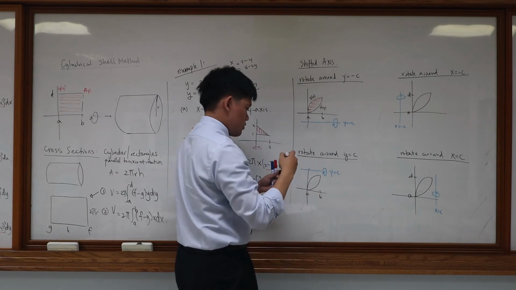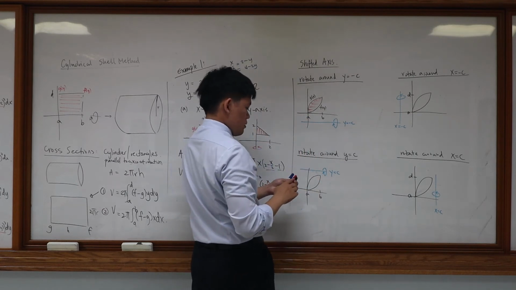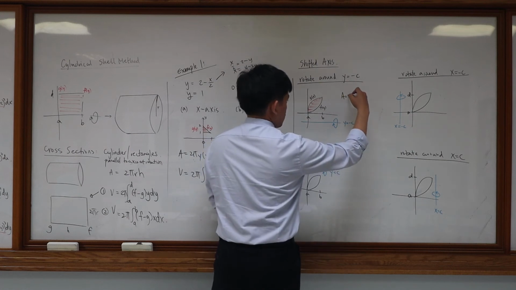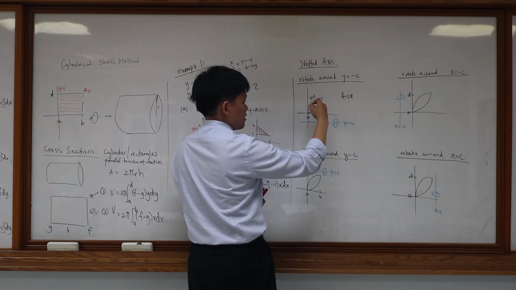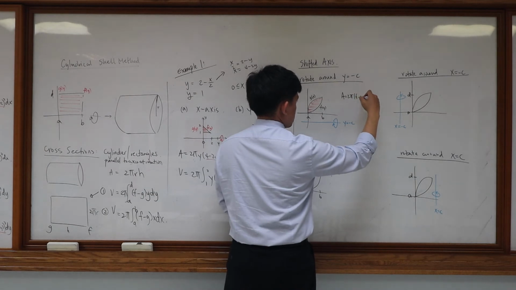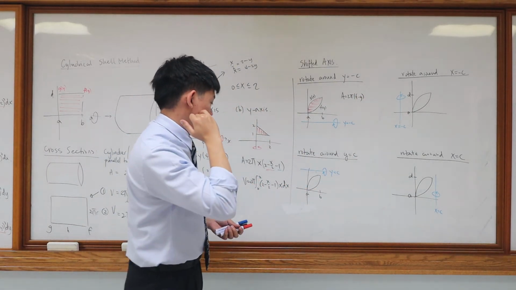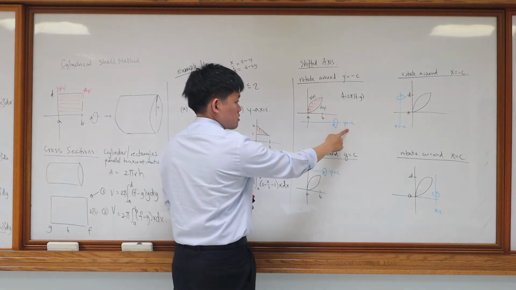And let's just go to this one first. So that means my volume here, my area, is going to be 2 pi times my height, so that's f minus g. Now my radius is dependent on, again, how far I am away from my axis of rotation.